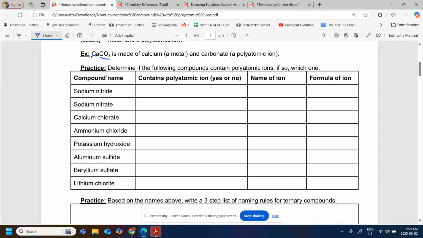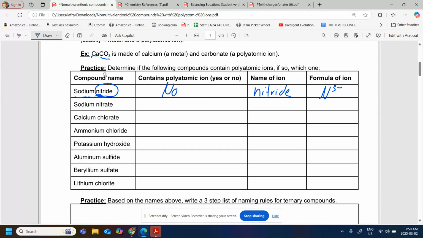You'll see here we have sodium nitride. Now this doesn't end in ate or ite, so I don't think it's a polyatomic ion. It's not the exceptions hydroxide, ammonium, or cyanide. This is just regular nitrogen. So this does not contain a polyatomic ion. This nitride is just the N3- that you do a crisscross with. Nitride is the ion, so there's no polyatomic ion. We have nitride, and it's N3-. It's just a regular ion from the periodic table.